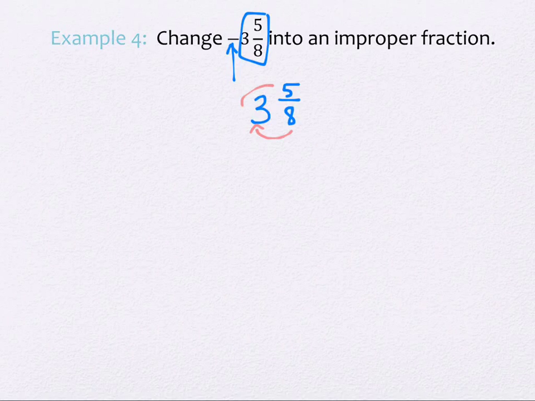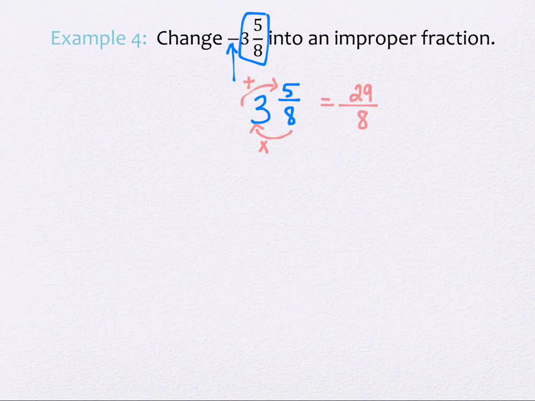So I'm going to draw some arrows. There's going to be a multiplication symbol here. You could use a dot if you want, and I'm going to use an addition symbol here. So what does this say? Well, it says that I can take the number 8 and multiply it by 3 to give me 24. And then, following my arrows, I can add it to the 5. 24 plus 5 is 29. So I've got the number 29 over the same denominator as before, 8.